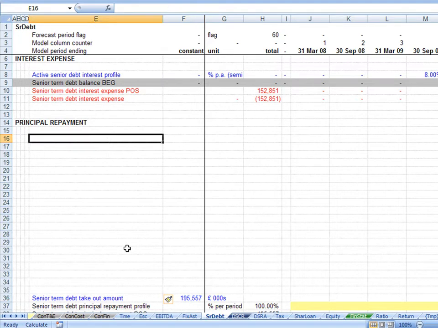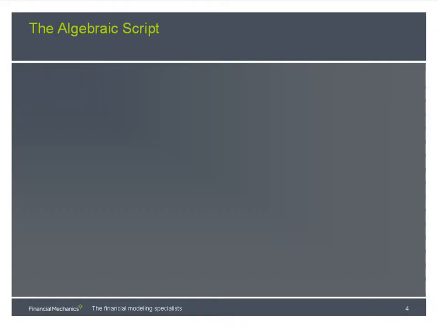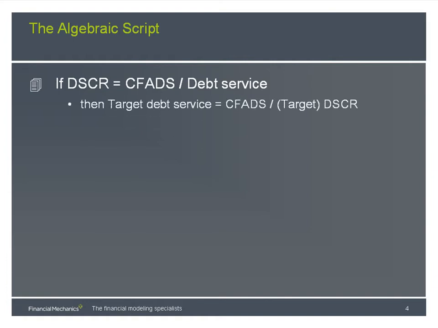At this point I'm kind of stuck, so I think it's time for us to consider some algebra. And particularly what I'm starting from is a position that says, well, the debt service cover ratio is equal to CFADS over debt service. We're all pretty comfortable with that. And from that, I might be able to calculate something I'm going to call target debt service by looking at the CFADS and dividing it by a guess, or target debt service cover ratio.